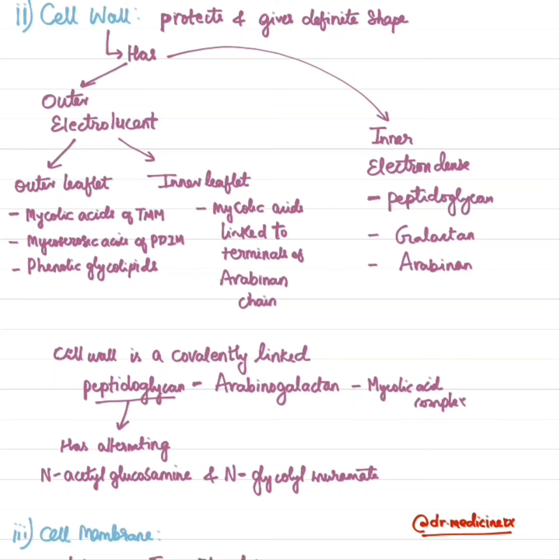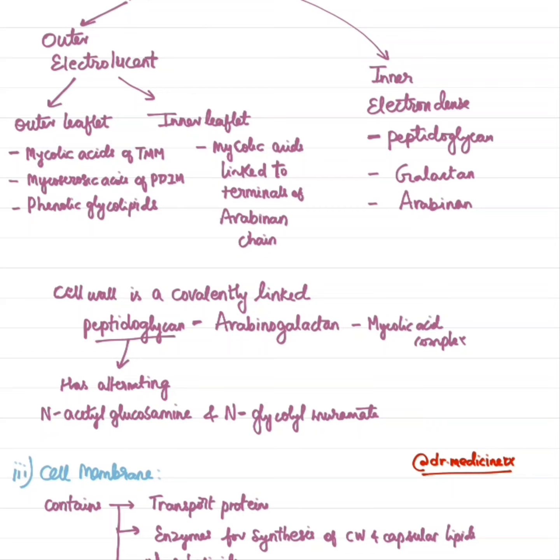Then the inner electron dense layer is formed by the peptidoglycan, galactan and arabinan. So basically the cell wall is a covalently linked structure formed by the peptidoglycan, arabinogalactan and mycolic acid complex. So this peptidoglycan forms the core of the cell wall and it has alternating N-acetylglucosamine and N-glycolyl muramate.